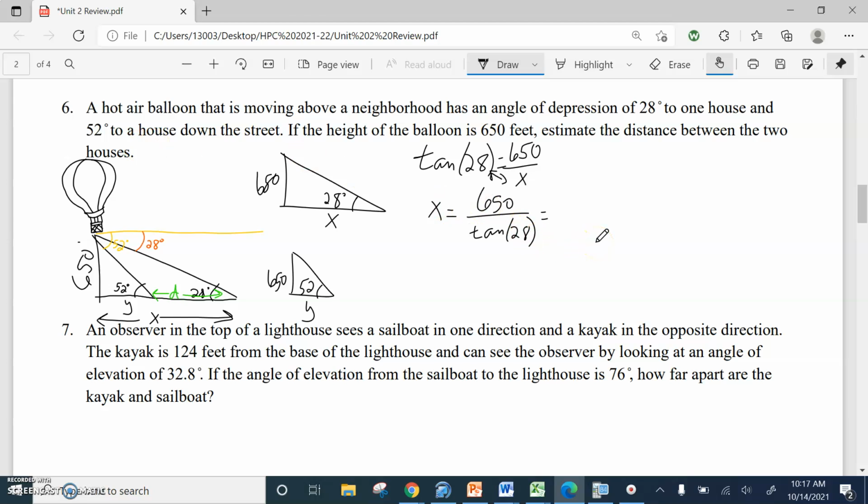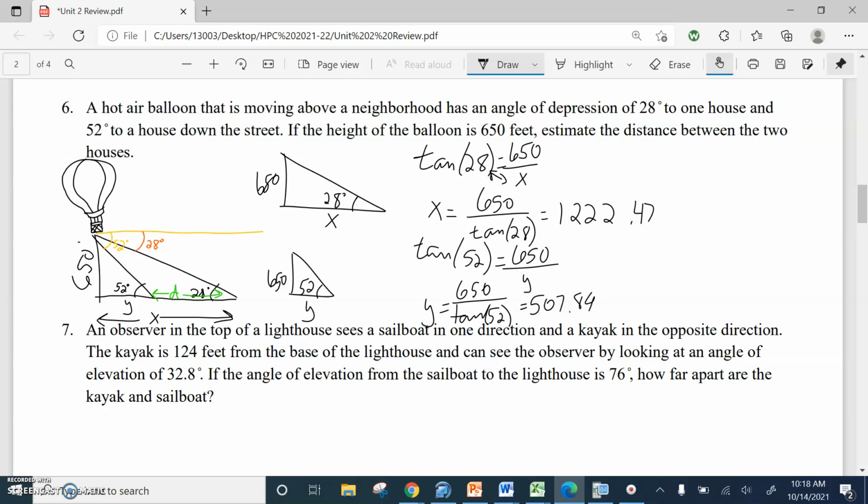X is therefore, let's see, with 28 degrees, I believe that's around 1,222.47. Tangent of the other one, 52, is also 650. It's the same hot air balloon, but we have y. So y is going to be equal to 650 over tan 52, and that number should come up to about 507.84.